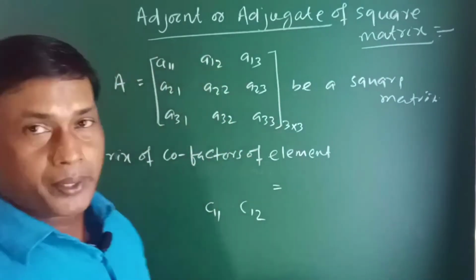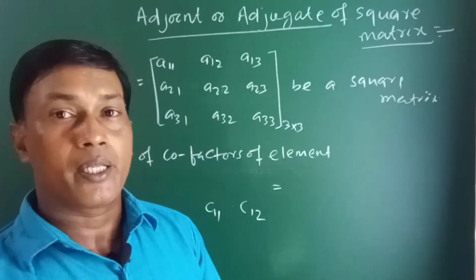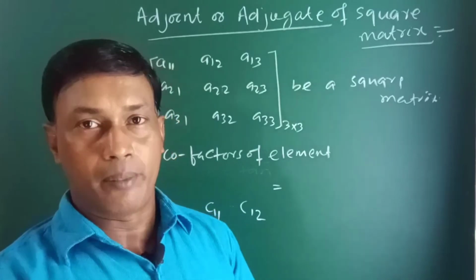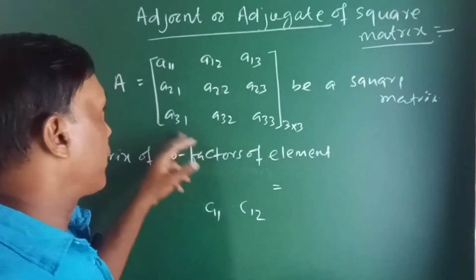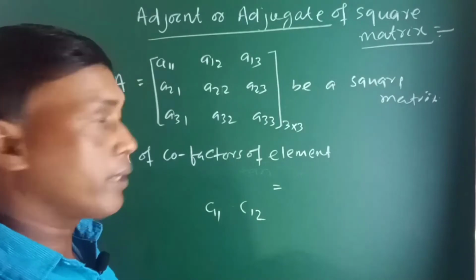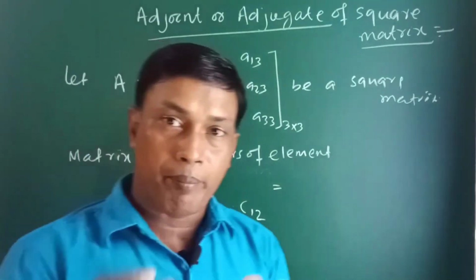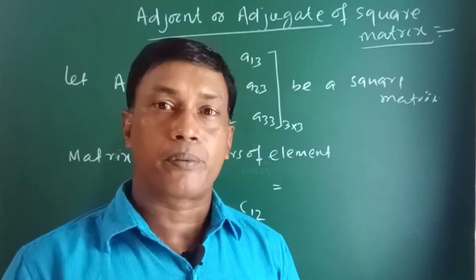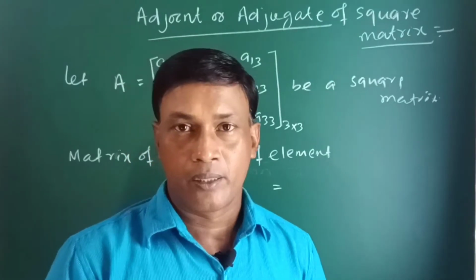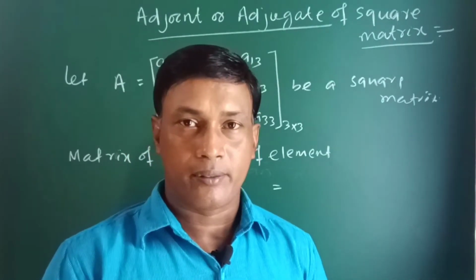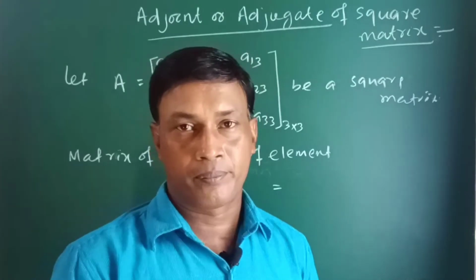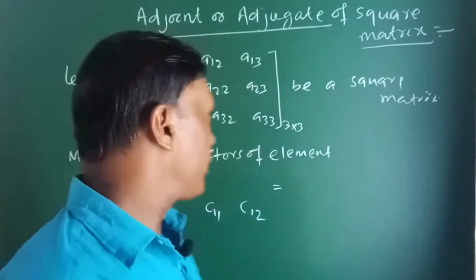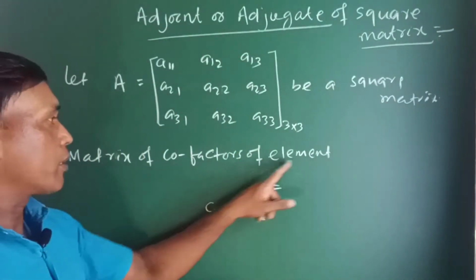Now after evaluating, look here, you will be given a square matrix. First you have to find the cofactors of all elements. After getting the cofactors of each element, you have to write a matrix where the elements are the cofactors of the corresponding elements. एक मैट्रिक्स जहाँ एलिमेंट्स नहीं रहेंगे वहाँ रहेंगे एलिमेंट्स का कोफैक्टर्स. एलिमेंट्स का कोफैक्टर्स को लेके एक मैट्रिक्स बनाएंगे. Look here, matrix of cofactors of elements.